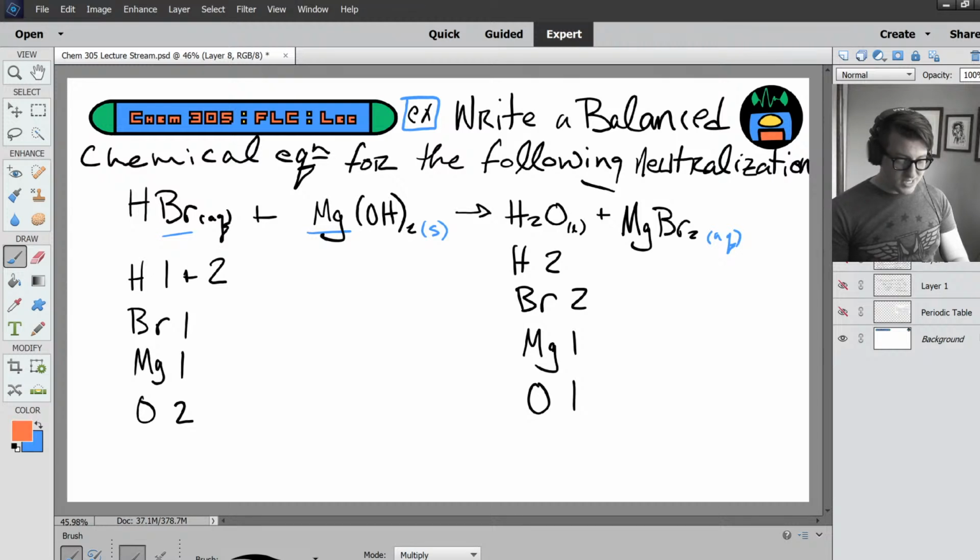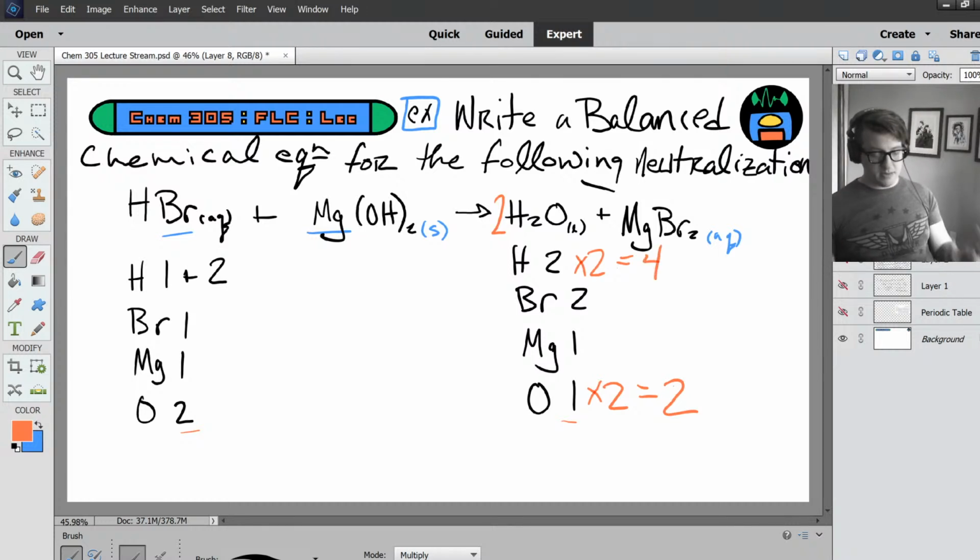All right, now I'm going to start with balancing my oxygen because it looks straightforward. I have 2 on my reactant side. I need 2 on my product side, so I'm going to multiply water by 2. This balances oxygen, changes hydrogen, but we're not concerned. We're going to just keep rolling.